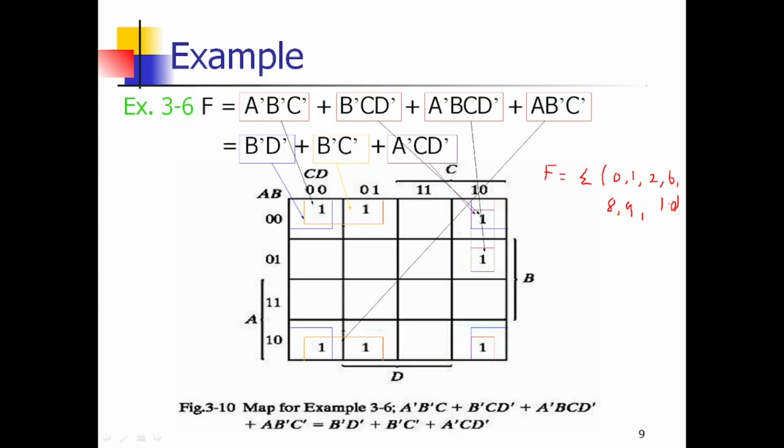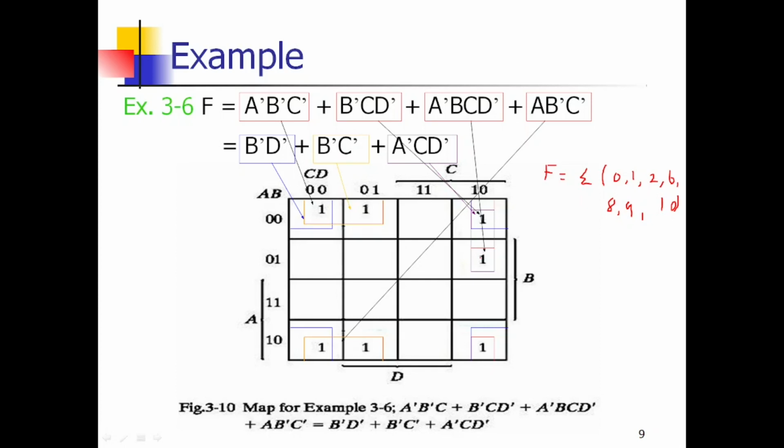And how can we simplify this? We have to plot these minterms in the 4 variable K-map. So 0, 1, 2, 6, 8, 9, 10 are given, and the others are not given. The minterms we have obtained by the conversion process have to be plotted in the K-map. After that, we have to go with the mapping.